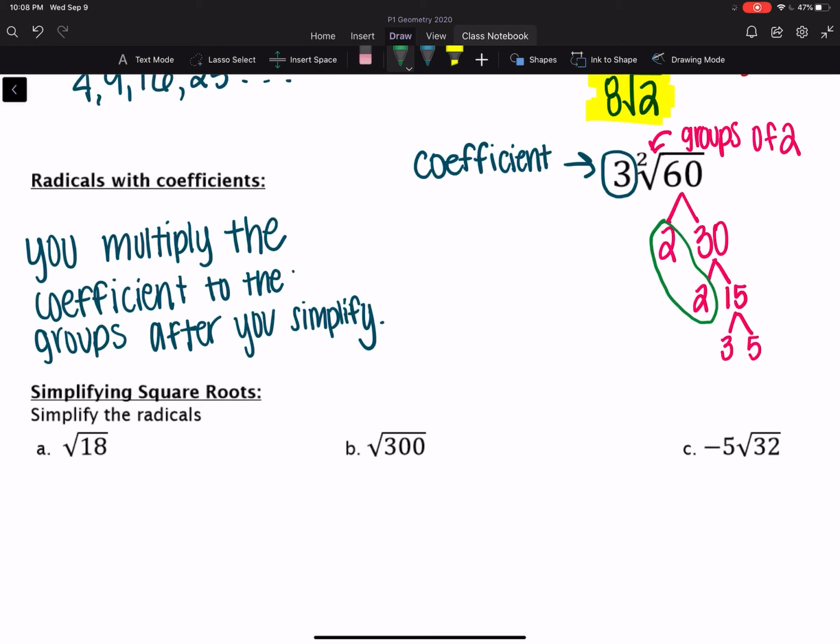So I have a pair of 2's here, and I'm going to go ahead and put that on the outside of my radical. And then I don't want to forget about this coefficient, so I'm going to go ahead and bring that coefficient on down.